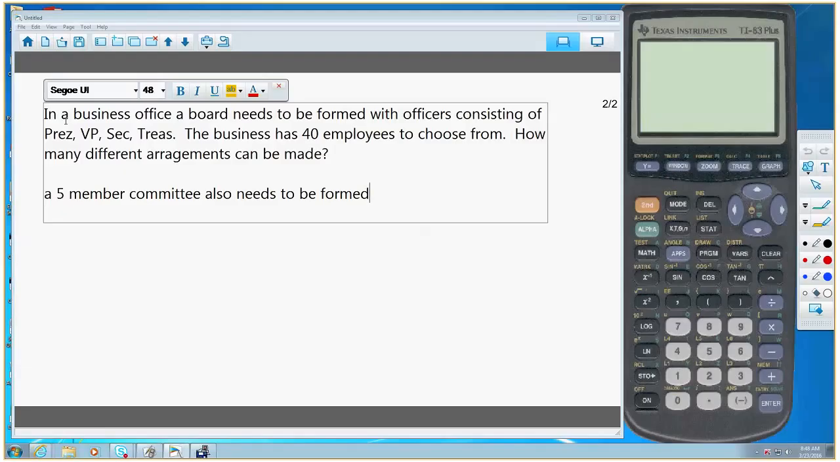A five-member committee also needs to be formed from the same pool. What's a pool? It might be a word. Pool of employees. How many arrangements can be made? All right, that's the type of question you're going to get on my test.